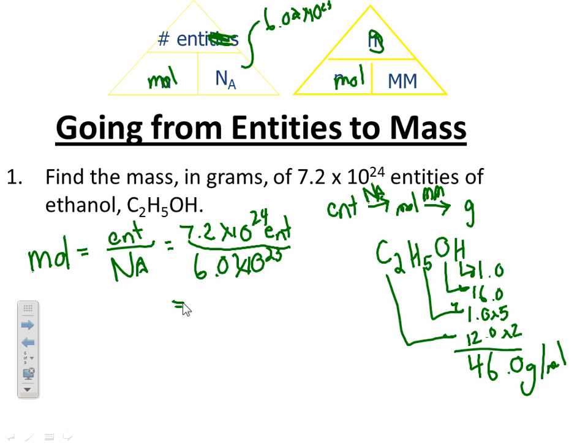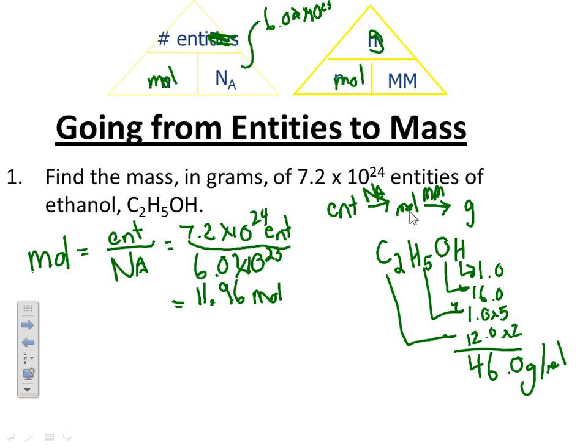And let's calculate that out. 7.2 EXP 24 divided by 6.02 EXP 23 equals, and that gives me 11.96 moles. Plenty of digits here, but that's okay, we'll keep it.